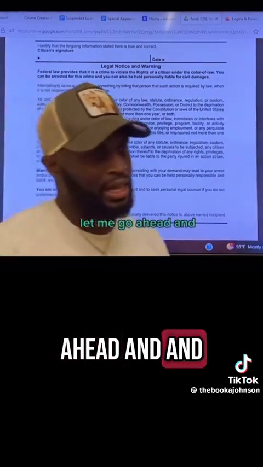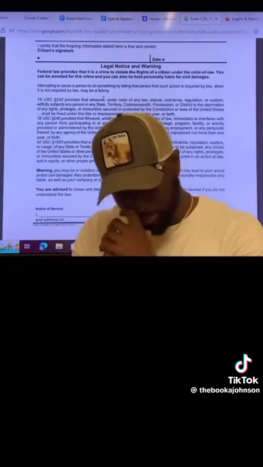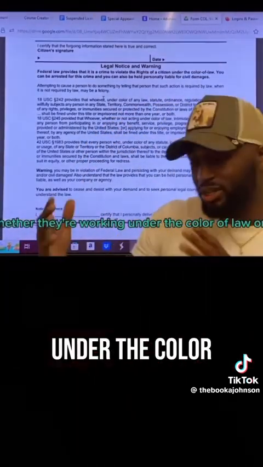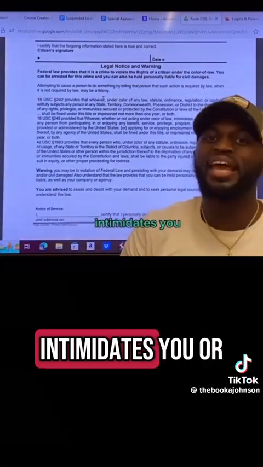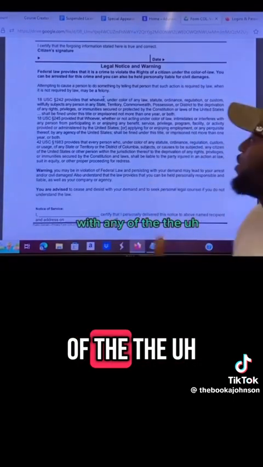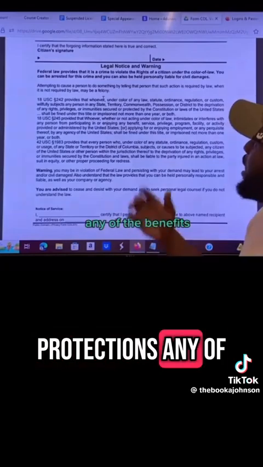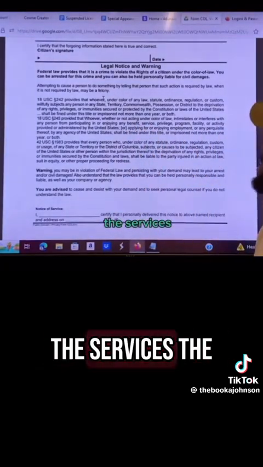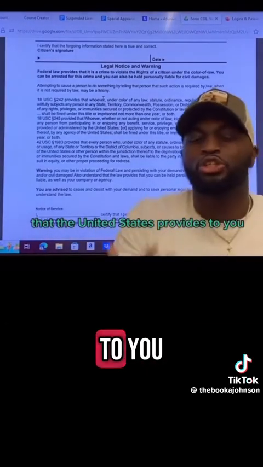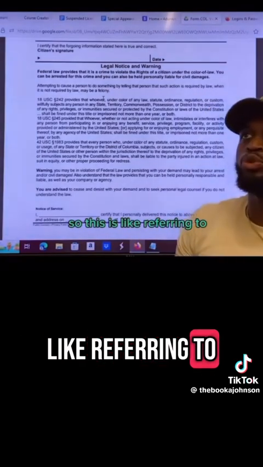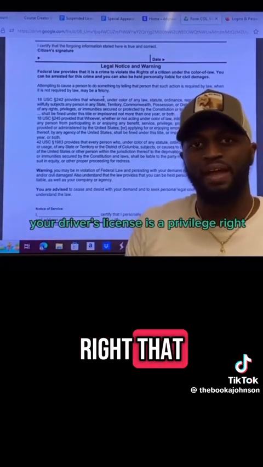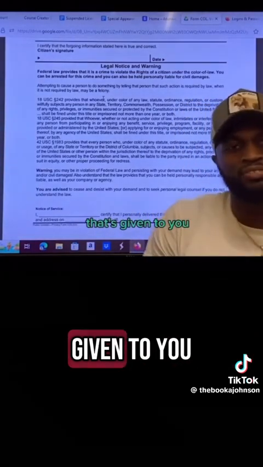Let me go ahead and bring this together for you. This one is saying that if anybody, whether they're working under the color of law or not, intimidates you or interferes with any of the protections, the benefits, the services, the privileges, the programs that the United States provides to you. So this is like referring to your driver's license. Your driver's license is a privilege, right? That's something that's a freedom that's given to you.